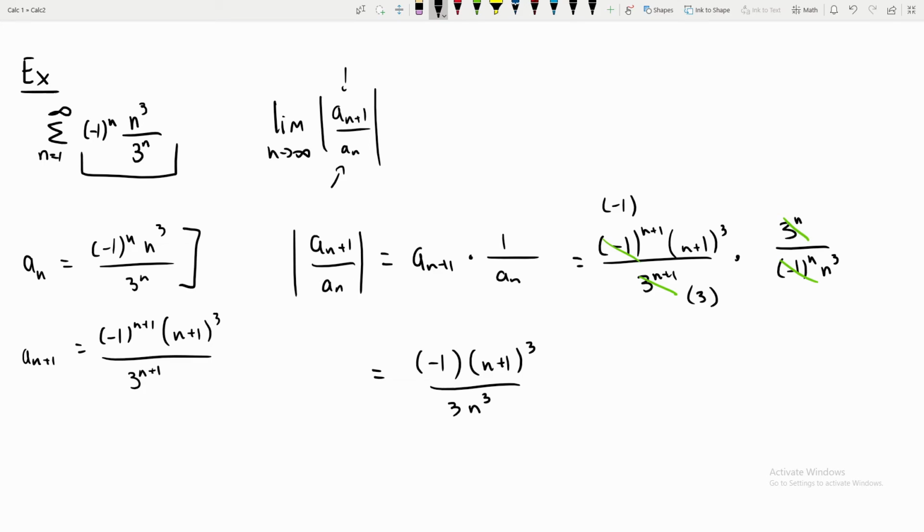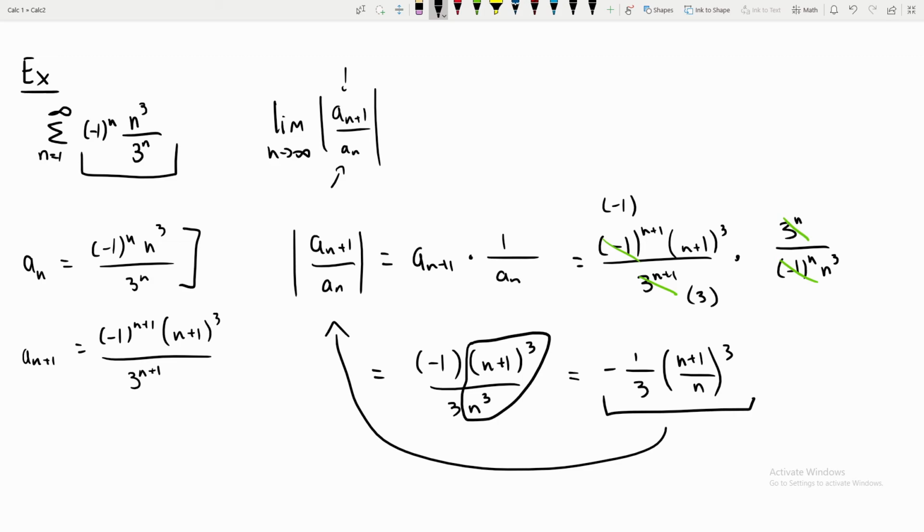And we can see how simple this already is. Now I see these are both to the power of 3, so I'm going to combine them and put them both to the power of 3. So we're going to get minus 1 over 3, and then over here we're going to get n plus 1 over n, cubed. And this is what this term represents.